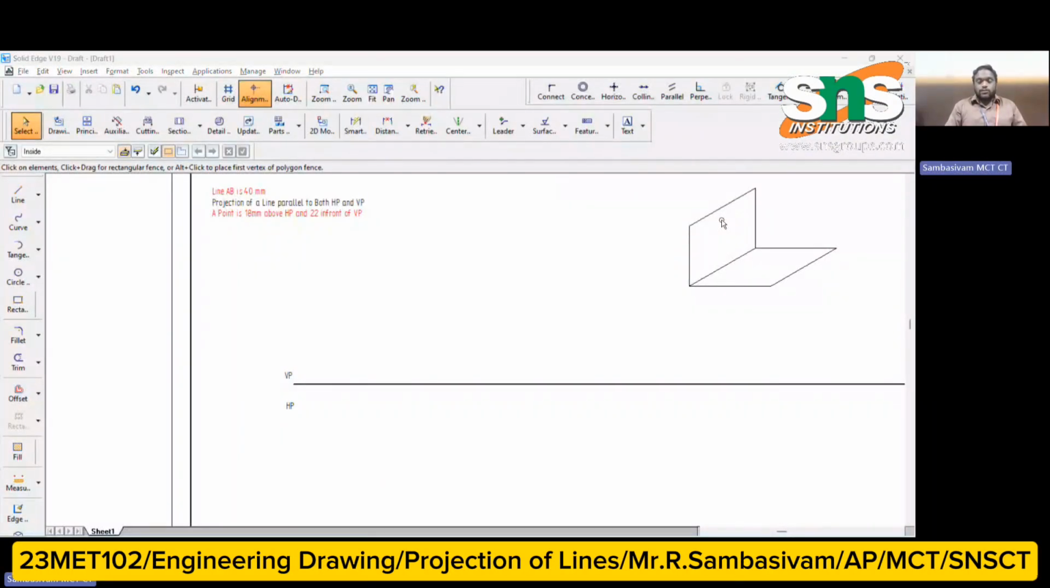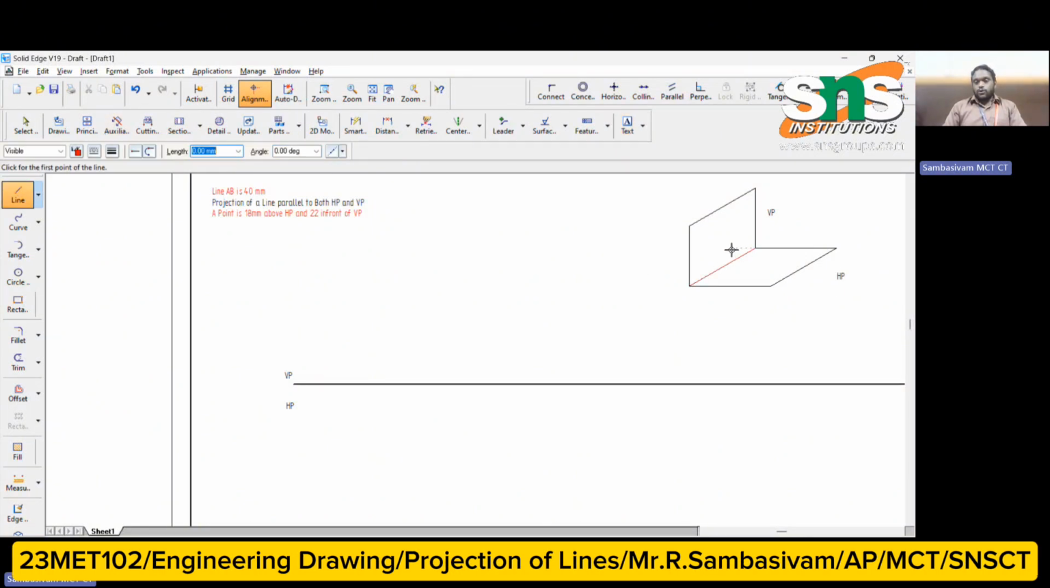As I said previously, the software is most important for the representation of 2D diagrams. It is able to clearly visualize how the projection of views will be carried out. The given problem statement is: the line AB is 40 mm long, and the line is parallel to both HP and VP. Similarly, the point A is 18 mm above HP and 22 mm in front of VP. So this is how it has been drawn. This plane will be represented as the vertical plane, and this plane as the horizontal plane. So this is how the projection of lines will be carried out.